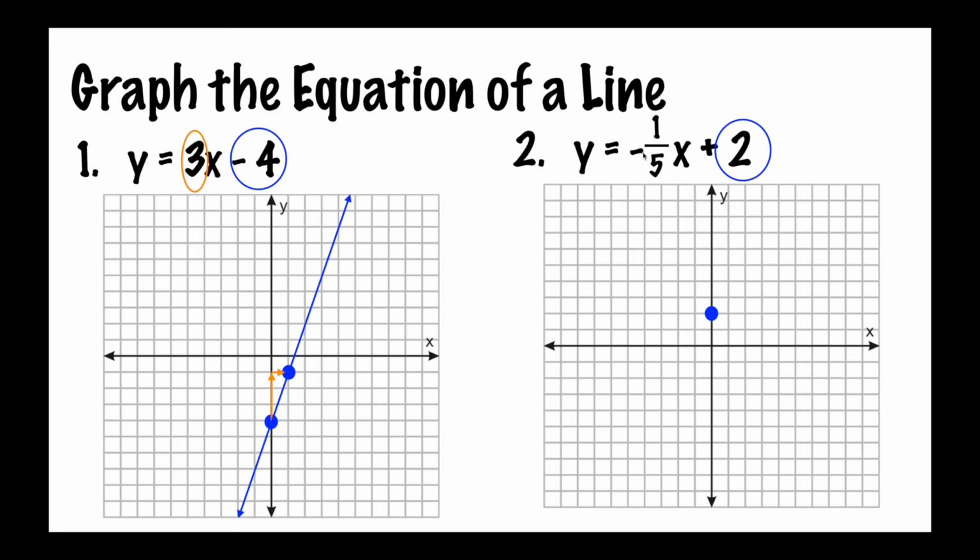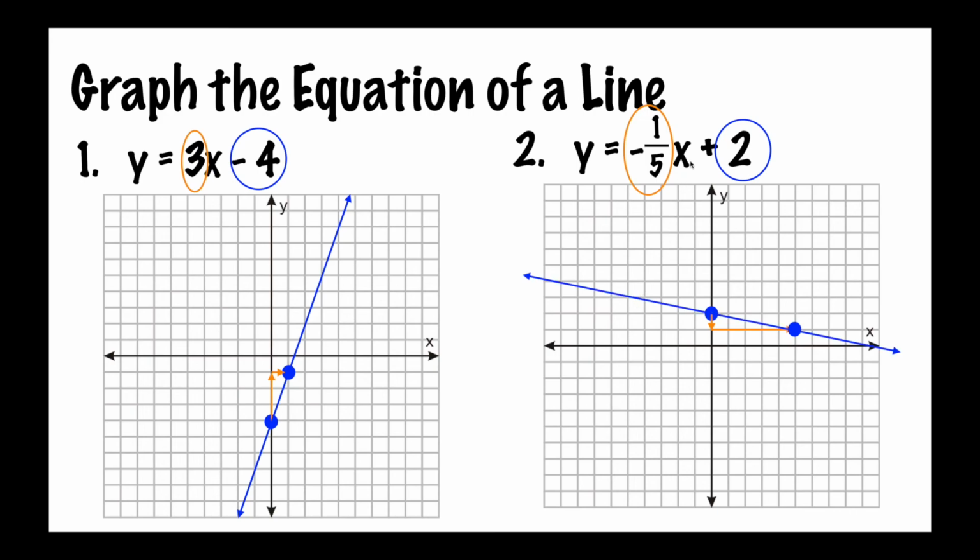Now that negative can get associated with either the top value or the bottom value, but it's definitely not both. So we can either think of this as going down 1 and then to the right in the positive direction 5, or we could go in the positive direction 1 and then in the negative direction 5. Either way would give us an appropriate value that would fall on that line.